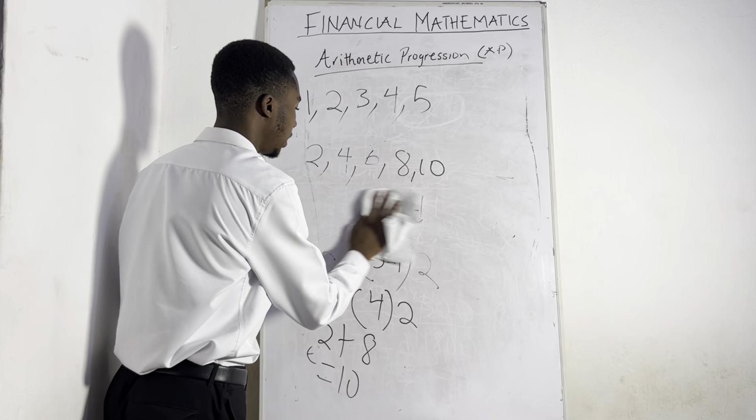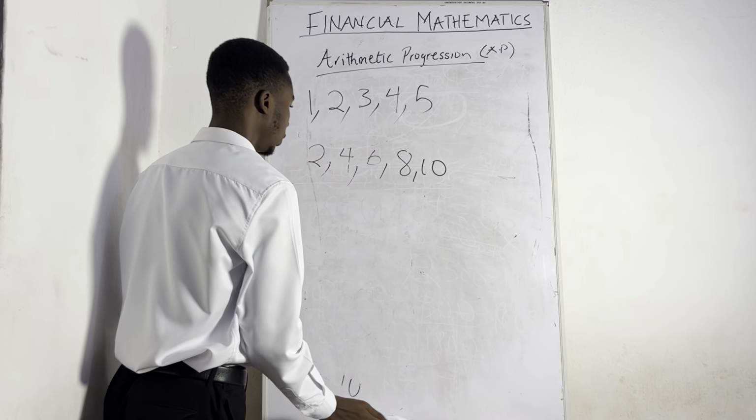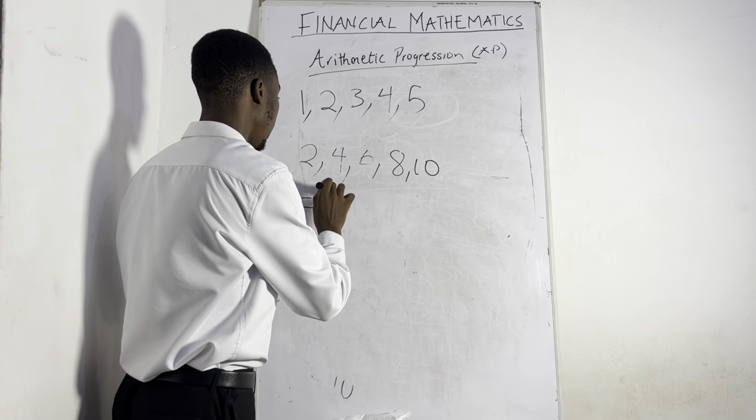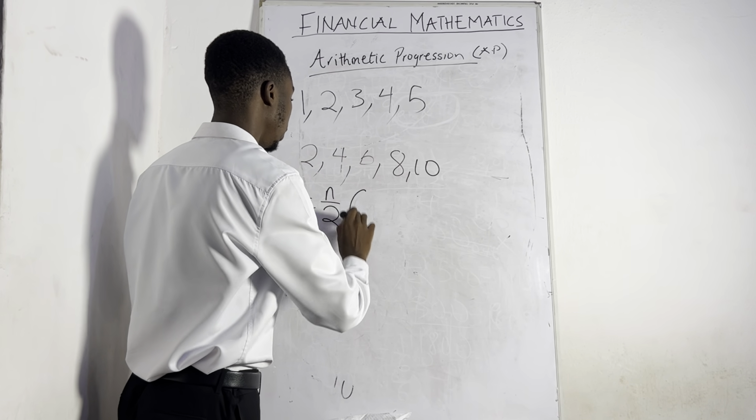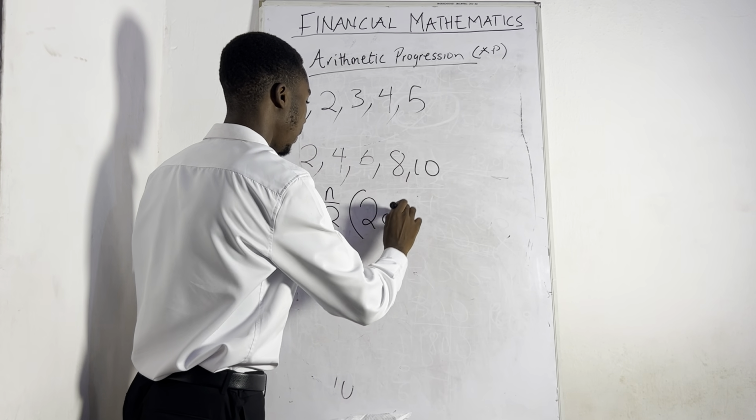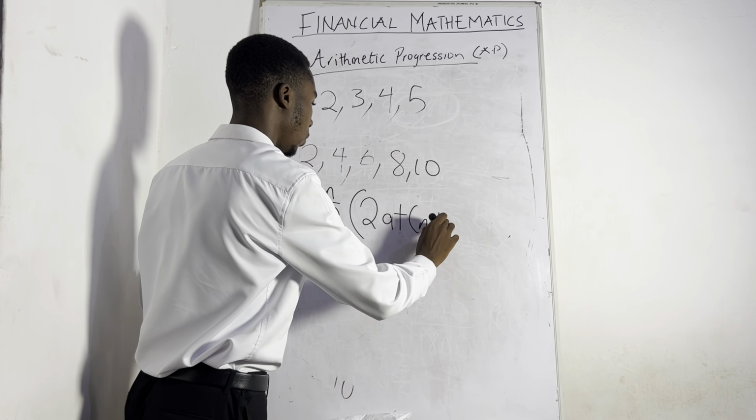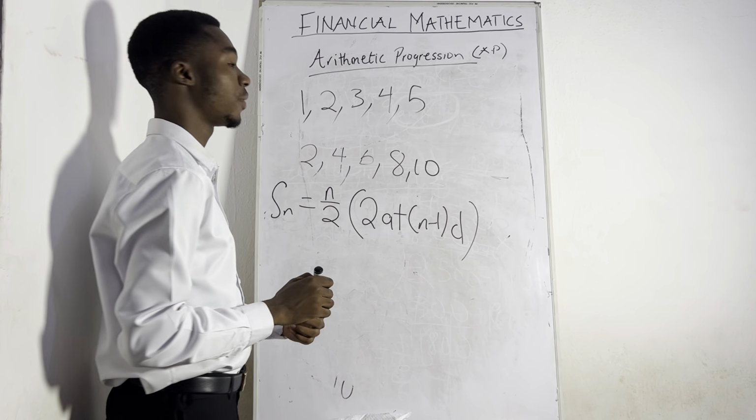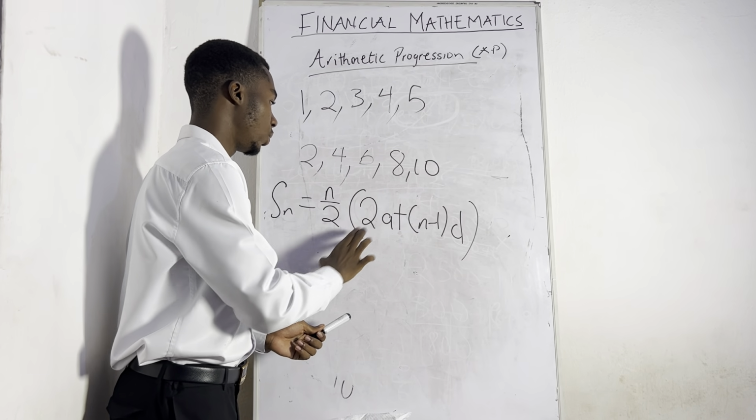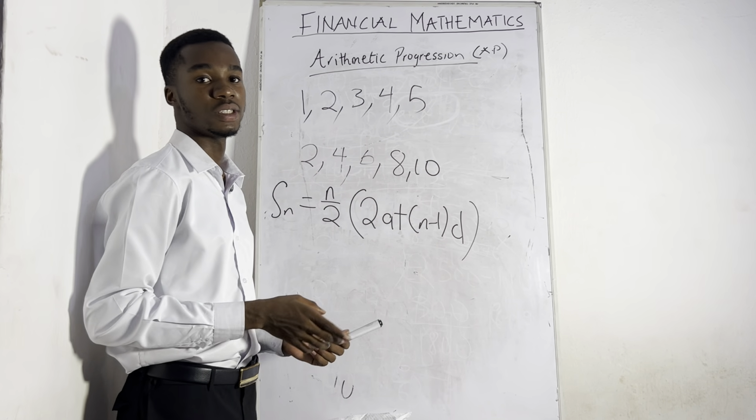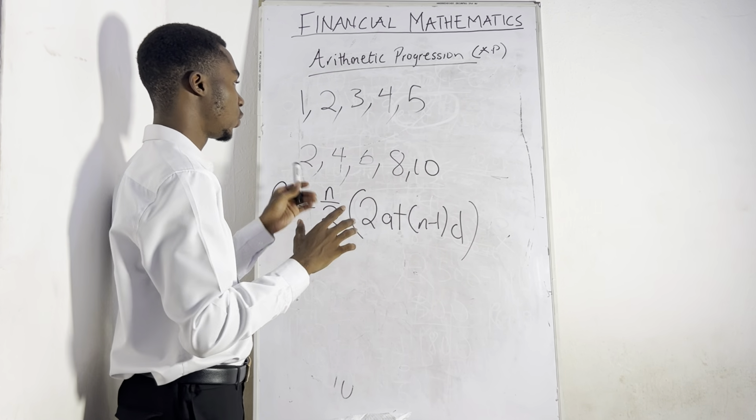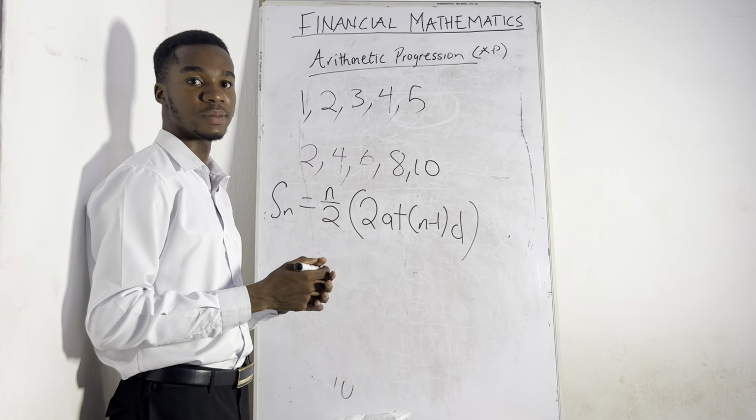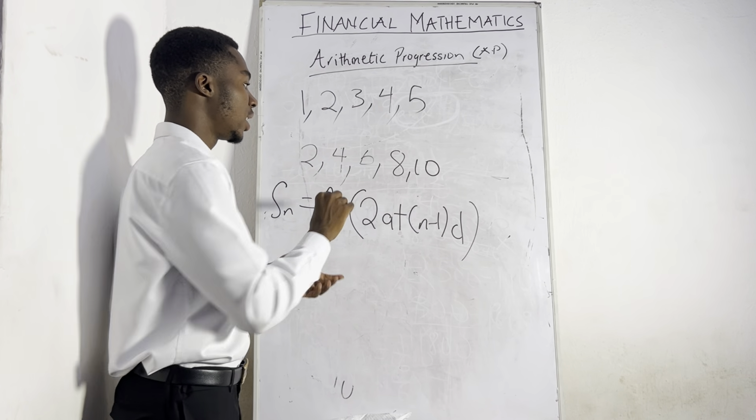Now the formula is, okay, let me clean this part. So the formula for an arithmetic progression is n over 2 into brackets 2a plus n minus 1 d. So this is the formula. So the sum of n terms is n over 2 into brackets 2a plus n minus 1 d. So if you want to know the sum of all the terms, let's say 2, 4, 6, 8, 10, these are the first 5 terms. You want to know the sum of the first 5 terms, the first 10 terms, the first 15 terms and all that. This is the formula you want to use.